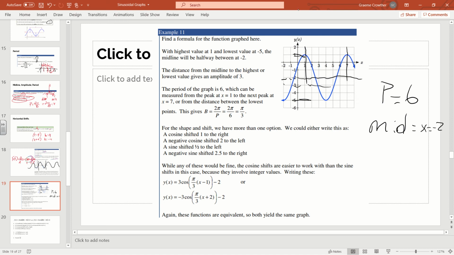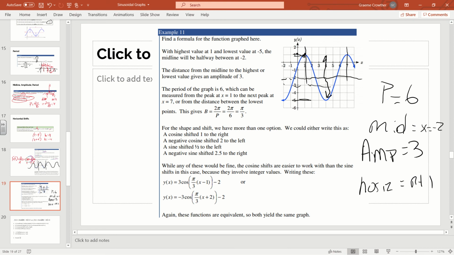Based on my midline, the distance to the bottom or to the top is my amplitude. That gives me an amplitude of 3. And my cosine curve, instead of starting on the y-axis, starts at 1. So I have a horizontal shift of right 1. This gives me all the information I need to write an equation.